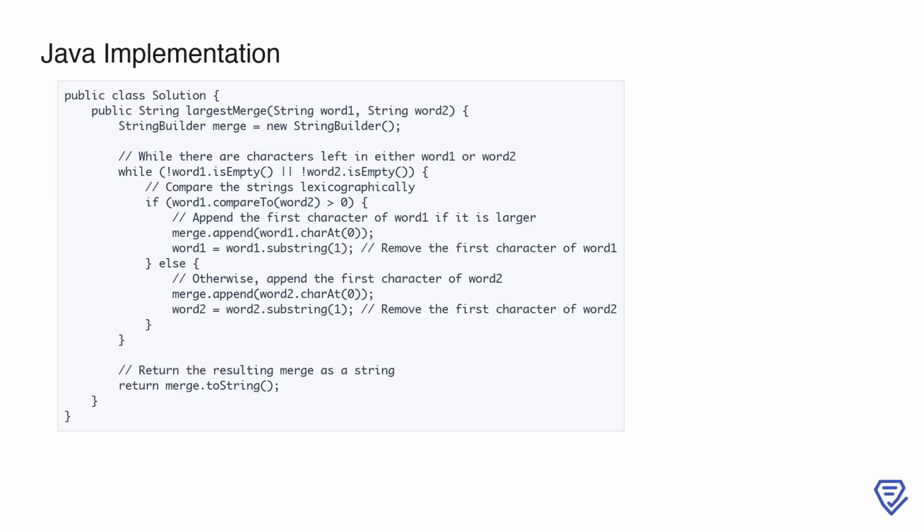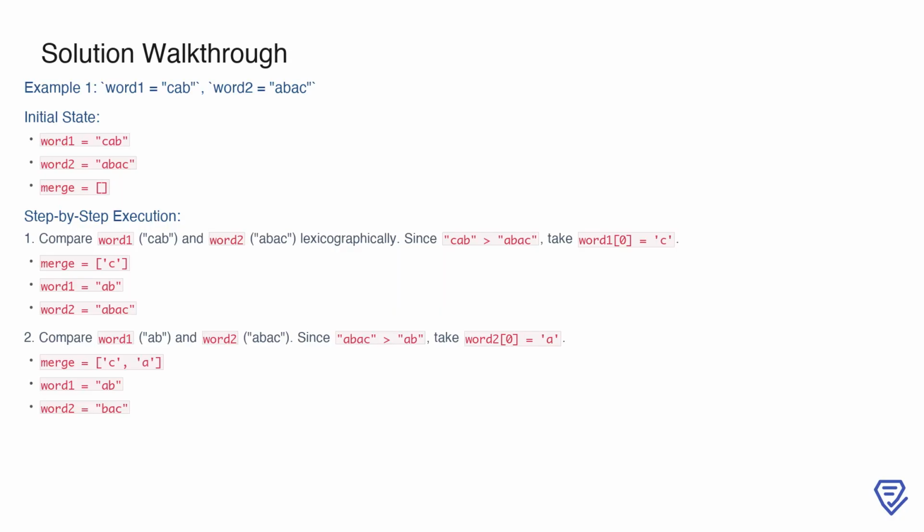character to the result. In this example, we start with word1 as cab and word2 as abac, and an empty list merge. The goal is to build the largest lexicographical string by comparing the two strings step by step. First, we compare the entire strings word1 and word2. Since cab is lexicographically greater than abac, we take the first character of word1, which is c, and add it to merge. Now, merge contains c, and word1 is updated to ab while word2 remains unchanged. Next, we compare the updated word1, ab, and word2, abac.